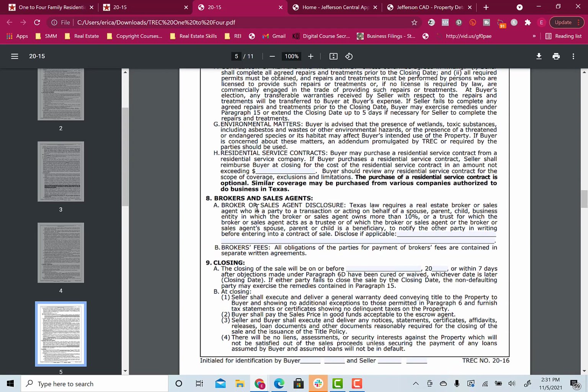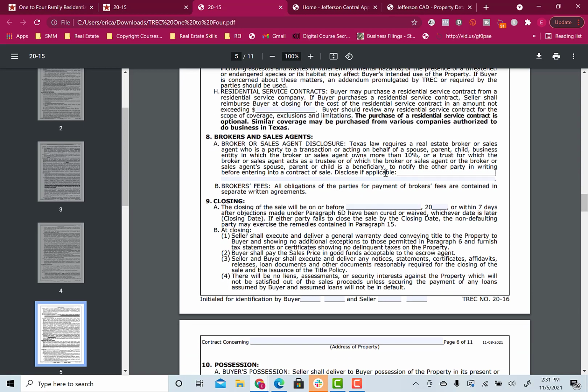This is if you are a broker or sales agent. I have to fill this out. This is not something you have to fill out as a wholesaler, so you are good there. Or if you're just trying to sell a property by yourself, you don't need to fill that out.